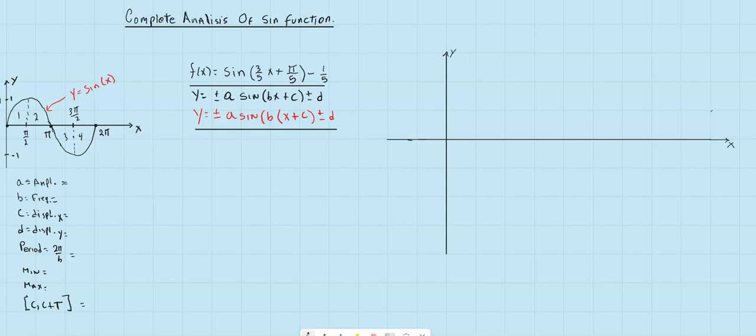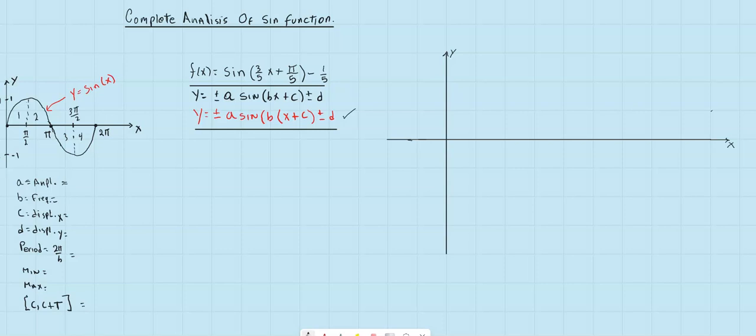Today we're going to complete the analysis of a sine function. This is a sine function, f of x equals sine of 3/5 x plus pi over 5, minus 1/5. This is the equation in standard form. We want to write it in this form right here. We want to take the coefficient in front of x out.